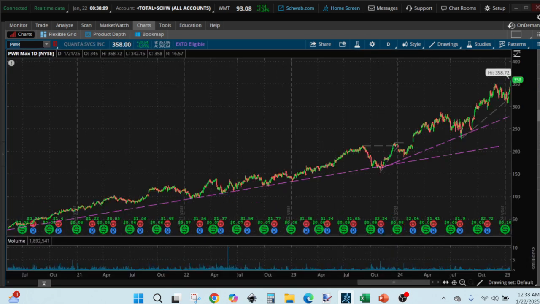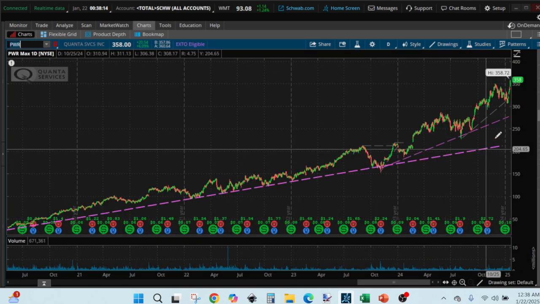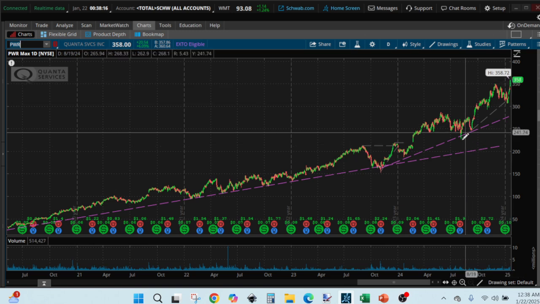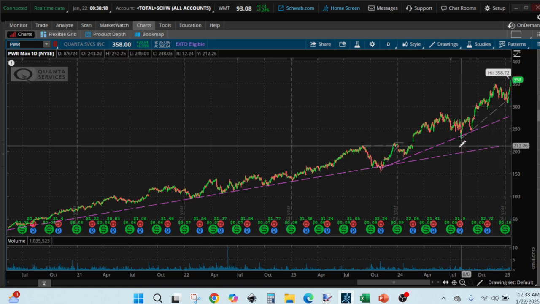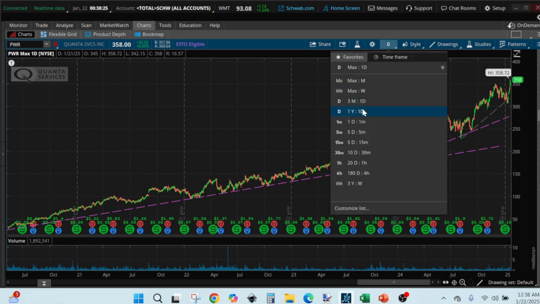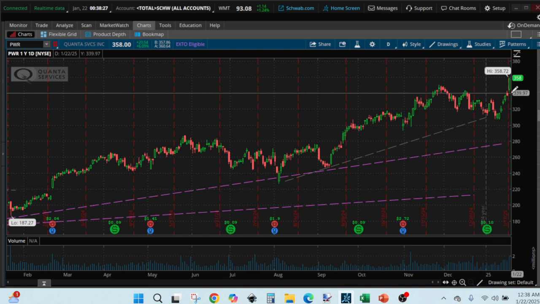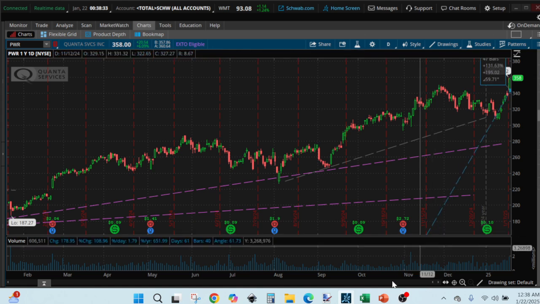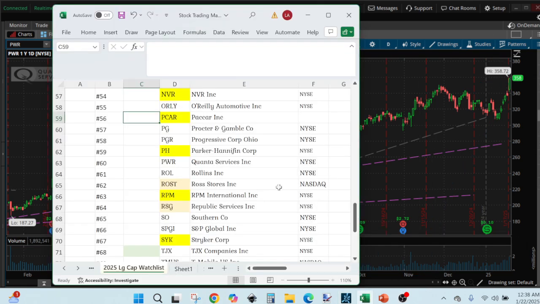PWR, we like to buy at those two trend lines, but right now it is going up, following this trend line, and it reached a new high yesterday. On the 1 year daily chart we can see, yeah, it reached a new high yesterday. But yeah, the next one is ROL.